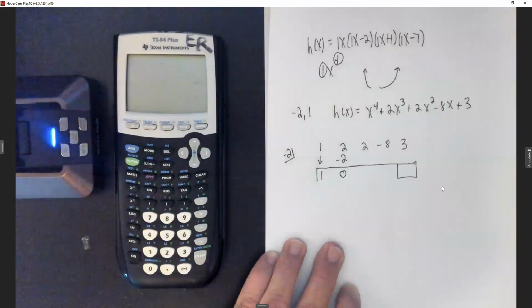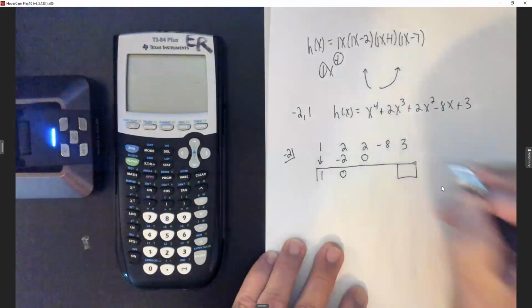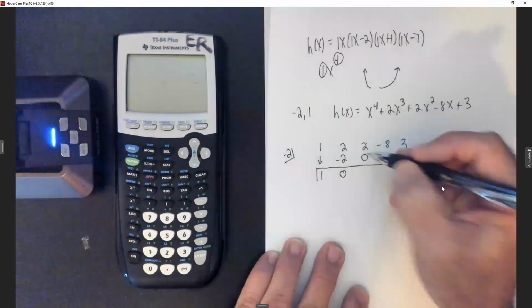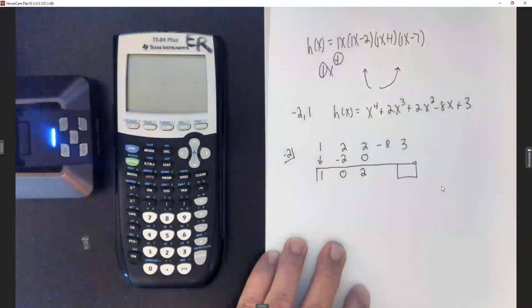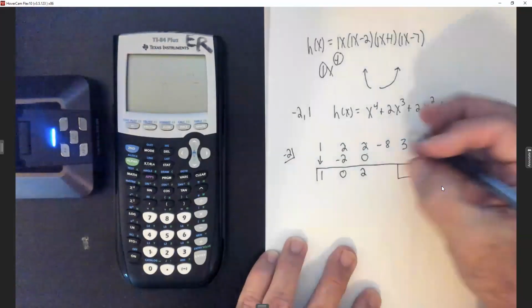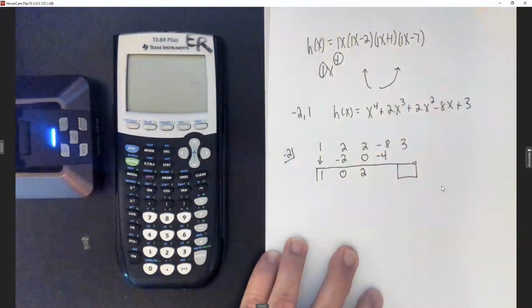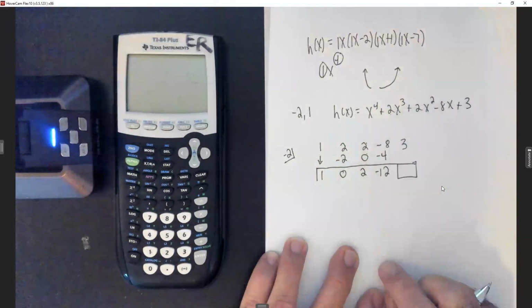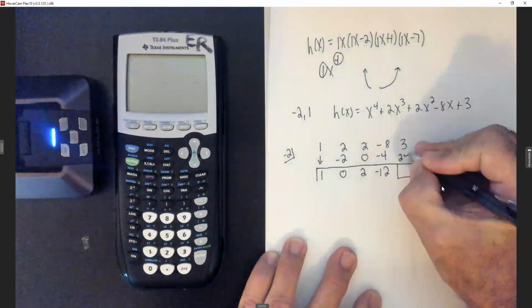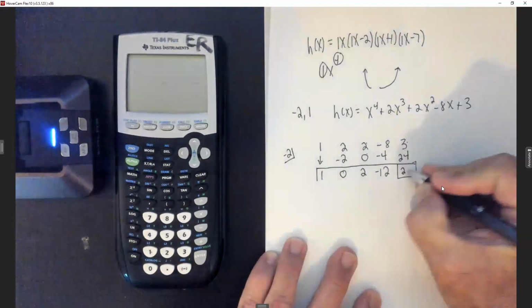Now I take the 0 times the -2, which is 0. I add the 2 and 0 and get a 2. Then I multiply 2 times -2 to get a -4. Add -8 and -4 to get a -12. And then finally, -12 times -2 is 24. 3 plus 24 gives me 27. So -2 is not a 0.